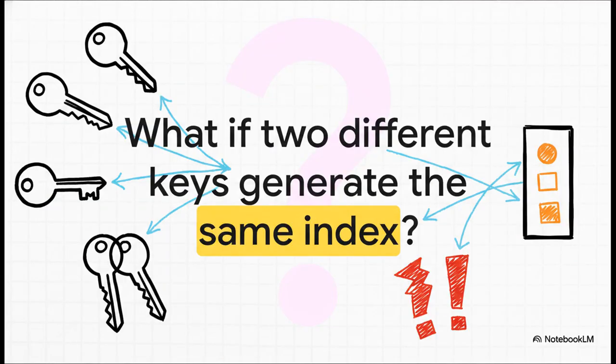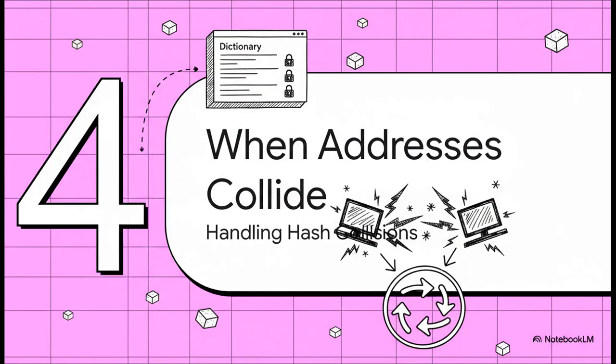Okay, that makes sense. But it also leads to a really good question. What happens if two completely different keys just happen to generate the same index? I mean, the number of possible keys is basically infinite, but the number of slots in that table is limited. So eventually, two keys are going to produce the same hash value, and that's called a hash collision. So what does Python do? Does it crash? Does it overwrite the old value? Nope. It actually has a pretty clever way of handling this.